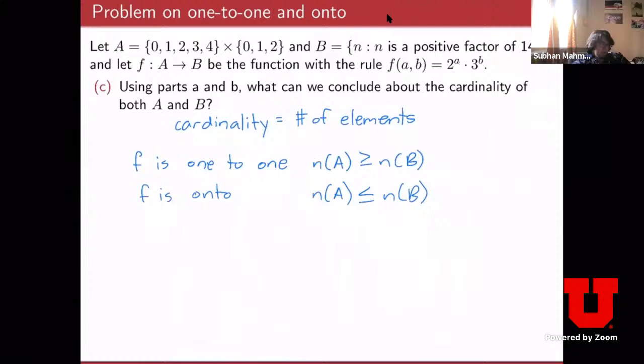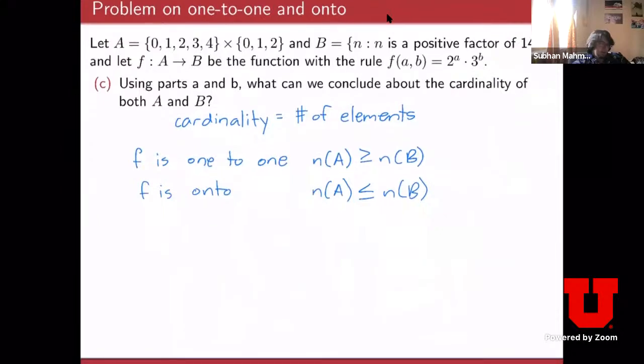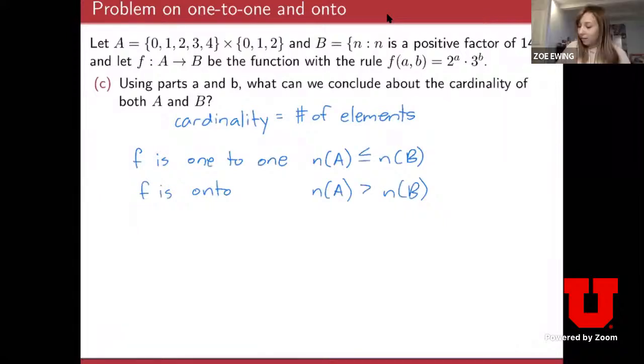1 to 1 is M is less than or equal to N. So for the first one, it should be the other way? It should be swapped. Okay, the other way around.